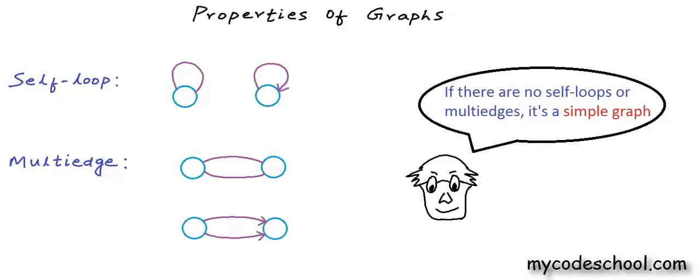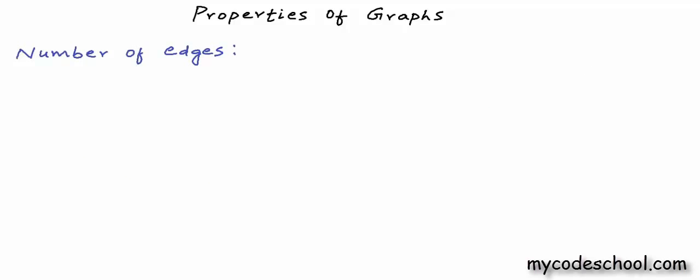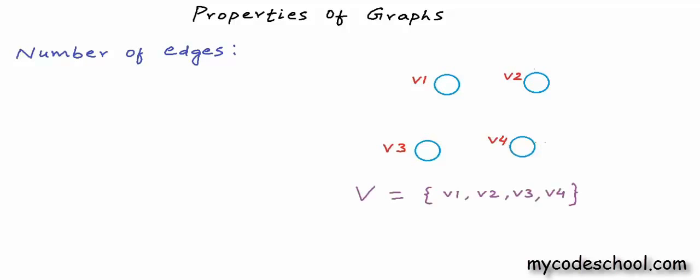Given the number of vertices in a simple graph, that is a graph with no self-loop or multi-edge, what would be the maximum possible number of edges? Well, let's see. Let's say we want to draw a directed graph with 4 vertices. I have drawn 4 vertices here. I'll name these vertices V1, V2, V3 and V4. So this is my set of vertices. The number of elements in set V is 4.